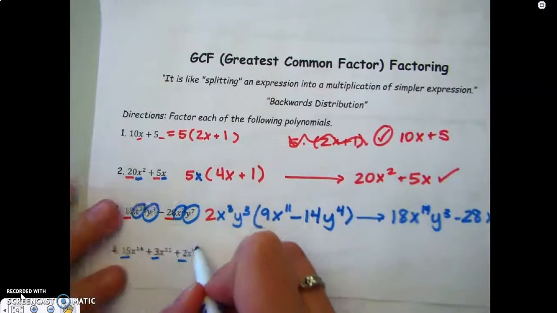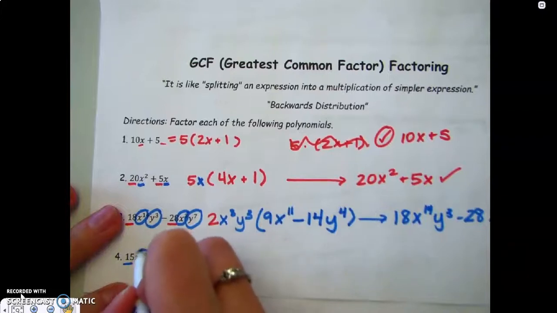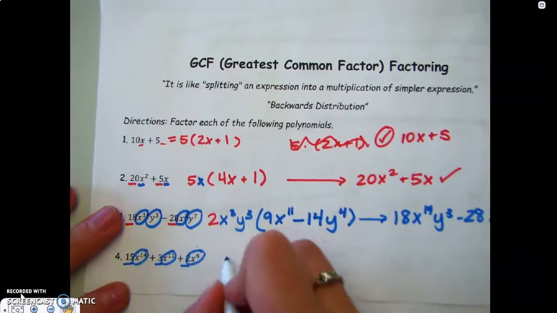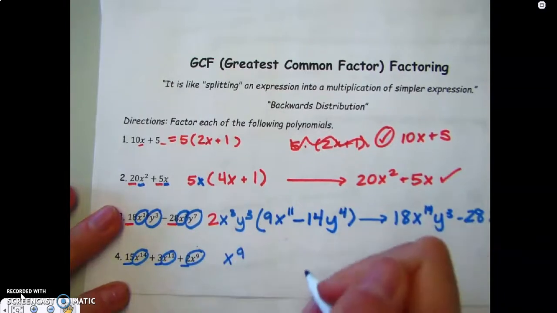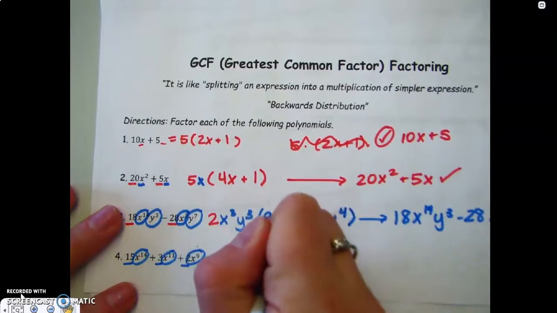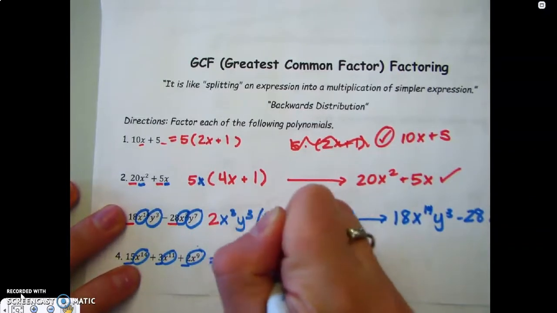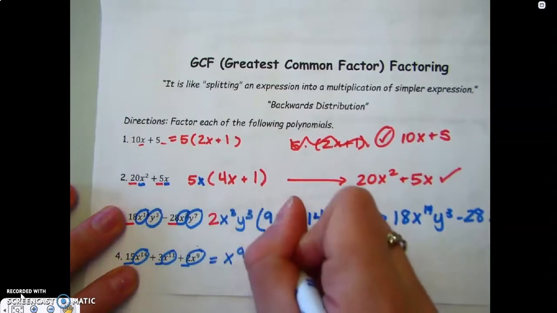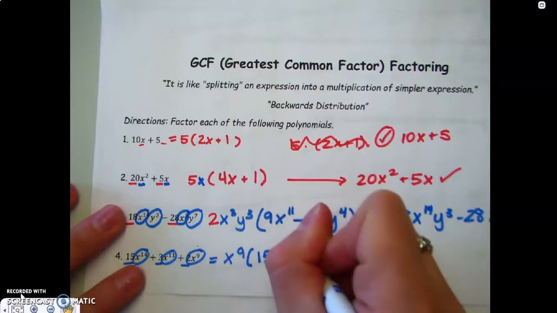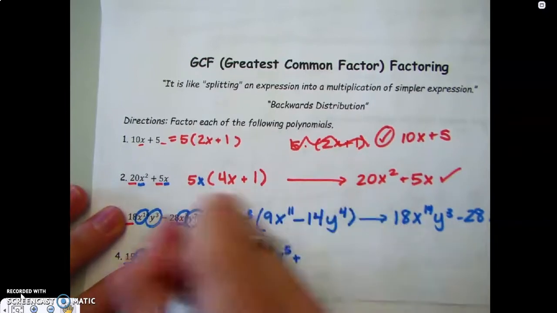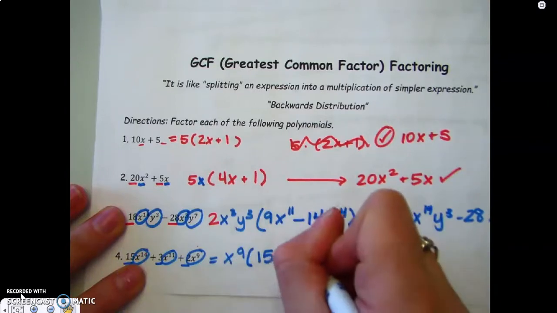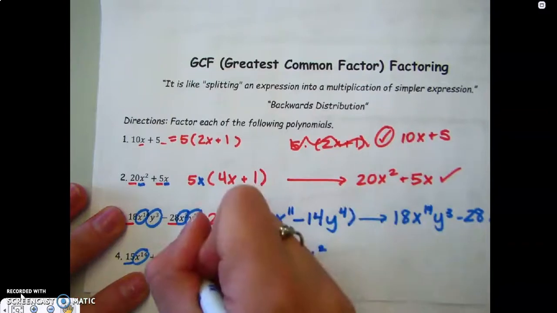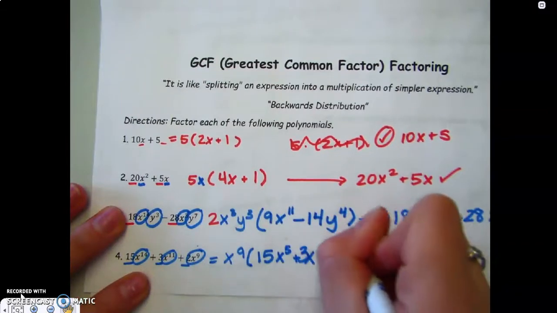However, all of these terms have x's in them. This one has 9, this one has 11, this one has 14. So the most I can take out is 9. So I actually can't take out any numbers in this expression, but I can take out 9 x's. And so when I do that, I'm left with 15 here. If I have 9 x's here, then I'd have to have 5 x's to make it 14. If I take an x to the 9th out of there, I'm left with 3x squared. If I take an x to the 9th out of there, I'm just left with 2.